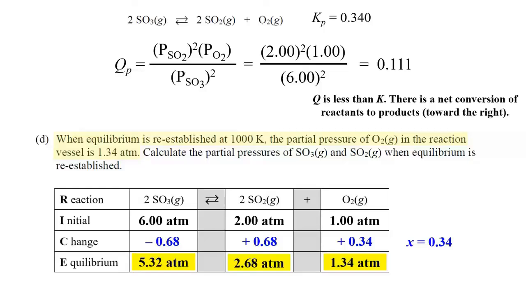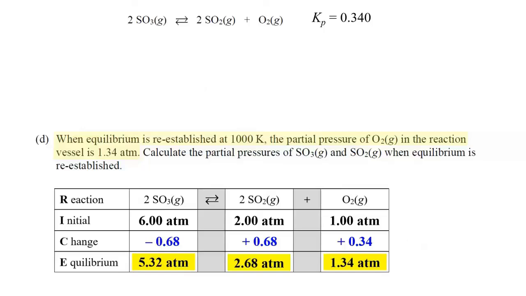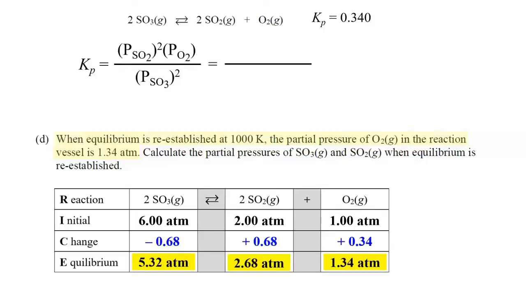Now, I mentioned that equilibrium is reestablished. Let's go ahead and check to see if now Q equals K for this system. So let's plug in the numbers in the final row of the RICE table and see if we can get a value of approximately 0.34 for this system. On the top, it's going to be pressure of SO2 squared times pressure of O2. That's going to be 2.68 squared times 1.34. And on the bottom, it's going to be pressure of SO3 squared. So it's going to be 5.32 squared. If you do this math on your calculator, hopefully you will get a number that is equal to 0.34.